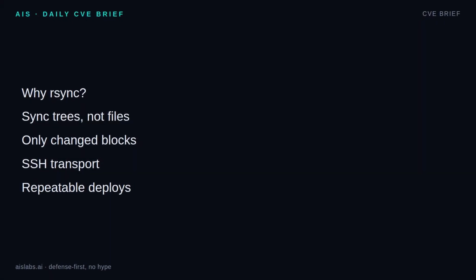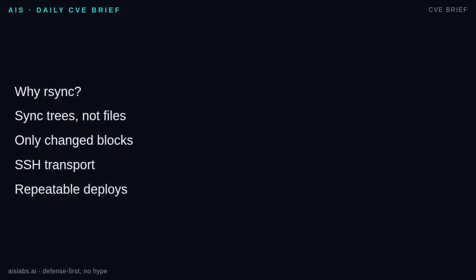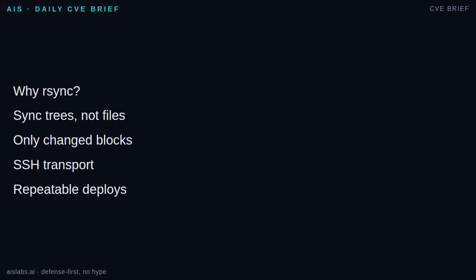Rsync exists because most copy jobs are not really copies. They are synchronization jobs. You already have a destination tree, and you want it to match the source without pushing every byte again. Over SSH, rsync gives you normal SSH authentication, host key checking, logging, firewall behavior, and user permissions. The rsync part decides what needs to move.